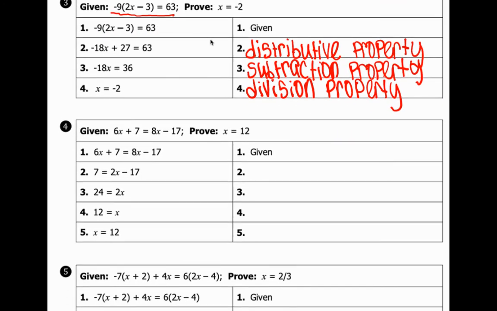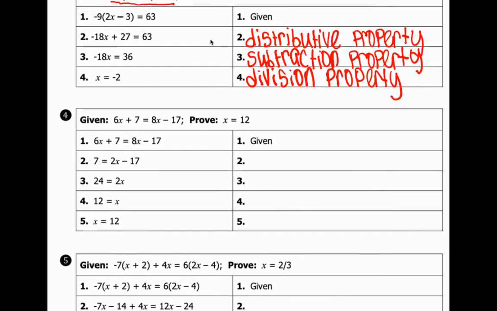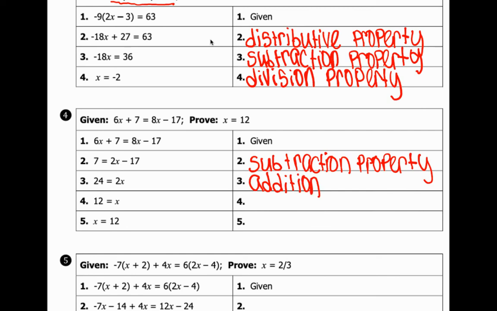Okay, continuing on to number 4. They took the given, then we look at what did they do. So they subtracted 6x on both sides, that's subtraction. How'd they get to step 3? Well, they added that 17 to both sides, so addition. Step 4, they divided by 2, so division.